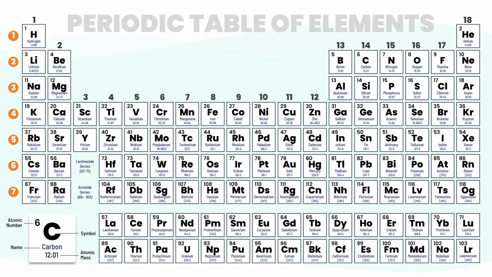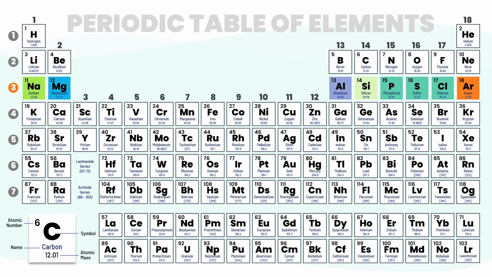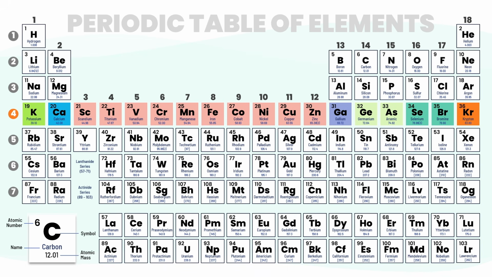Now let's see where these elements are on the periodic table. Helium is in period 1, oxygen in period 2, sodium in period 3, and calcium in period 4. Notice the pattern? The period number matches the number of shells in the atom. So if an atom has 3 shells, you'll find it in period 3. Simple as that. Here's period 4 highlighted on the table.